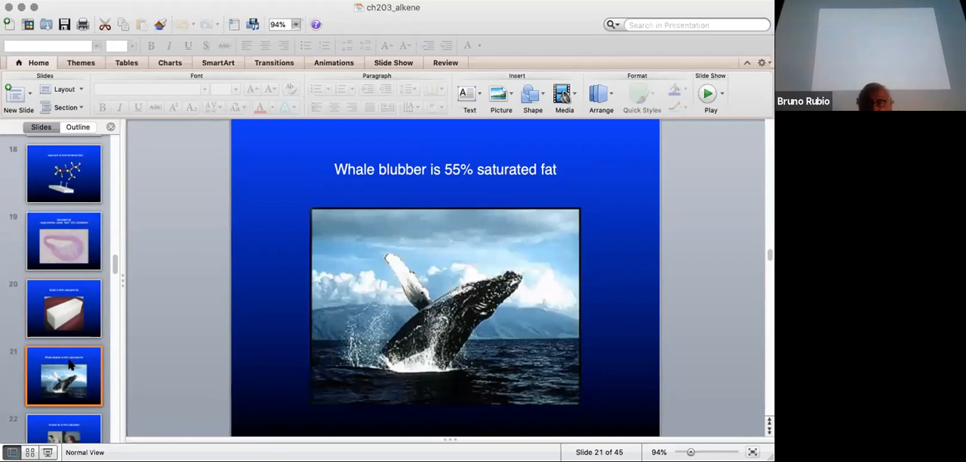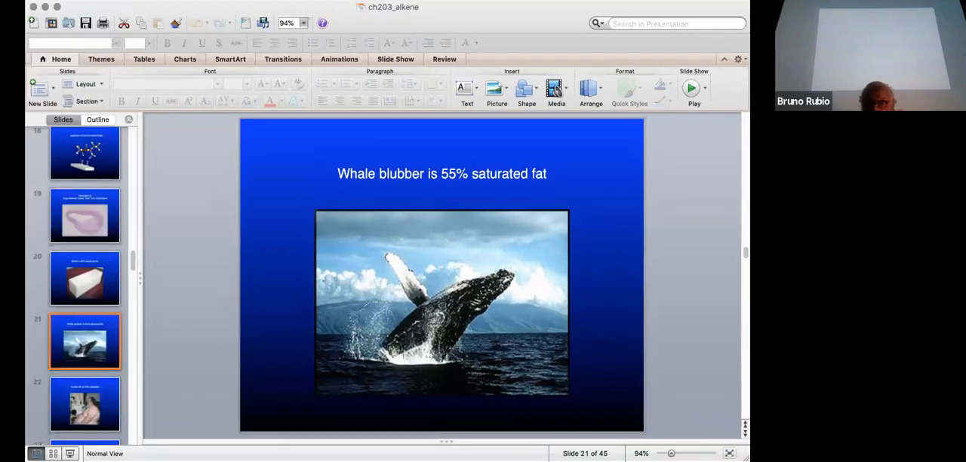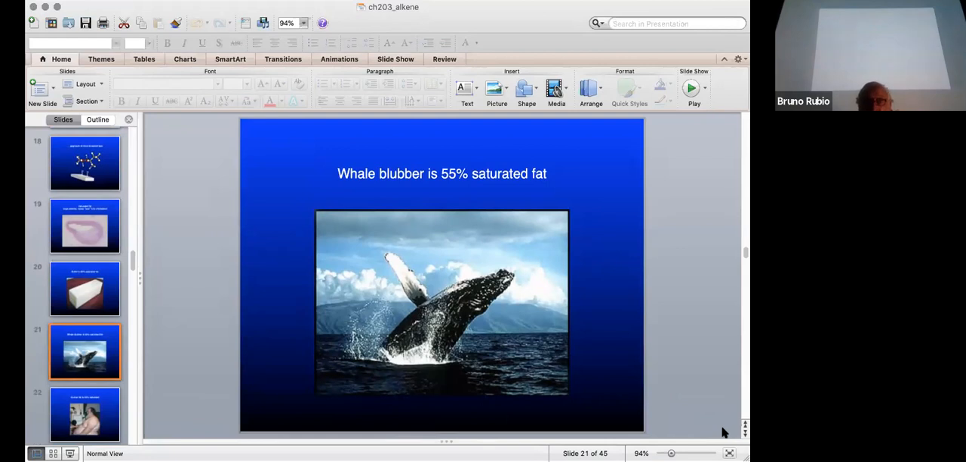Whale blubber, about 55% saturated fat. We're told not to eat saturated fat, but the ethnic group now called Inuit have a diet made up of huge amounts of saturated fat, because what they eat is seal blubber and whale blubber. Those are some of the principal foods of the Inuit people, but they have a very low incidence of heart disease. So it must be genetically determined. Why do we have so much heart disease from eating saturated fat, but other people don't?